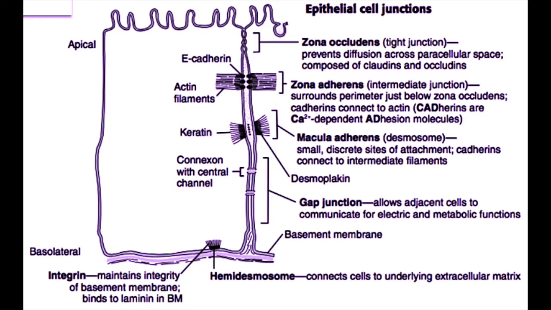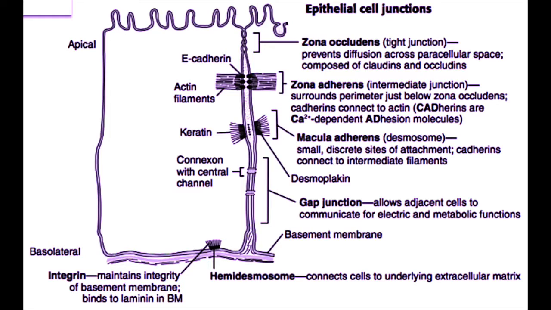Now, just beneath the desmosome, or the macula adherens, we have gap junctions. Gap junctions are important because they actually allow both electric and metabolic communication between two cells. So you can think of these as open channels that basically allow the two cells to communicate with one another. Gap junctions are composed of proteins called connexons, and these connexons have a central channel that allows flow to go back and forth between the two cells.